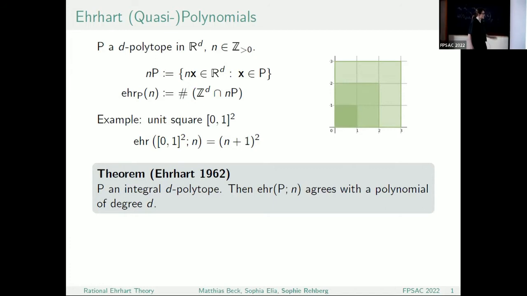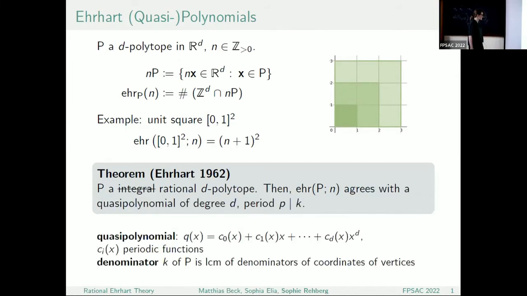And then here's an example, the unit square, and you can easily figure out that the counting function is (n+1) squared. So that's a nice polynomial, and that's no coincidence. That's a theorem by Ehrhart from the 60s, that whenever you have a polytope with integral vertices, meaning all coordinates have integer values, then this counting function agrees with a polynomial of degree d. And that's why we call it Ehrhart polynomial, because it actually is a polynomial.